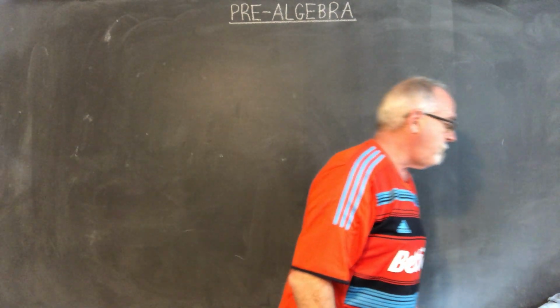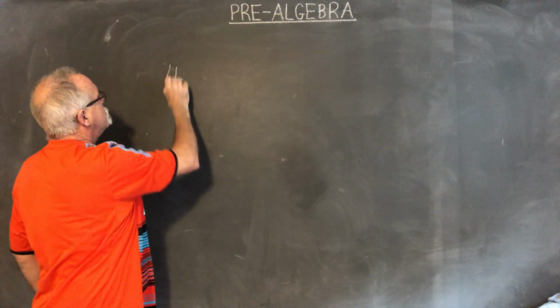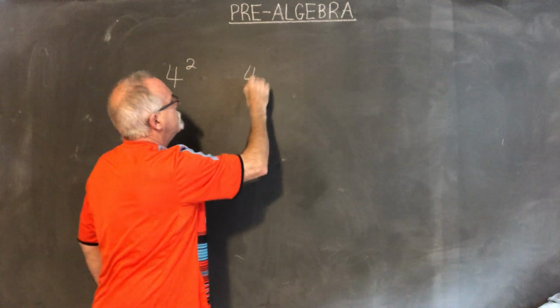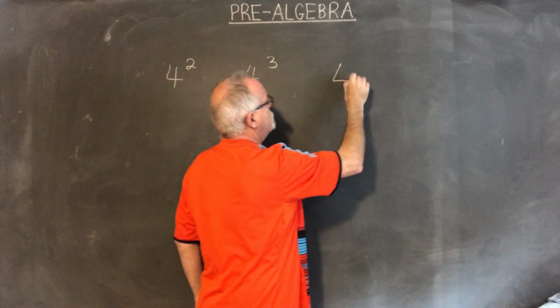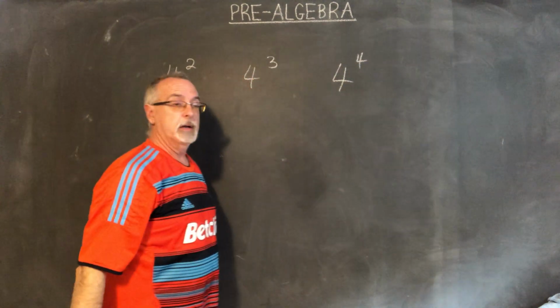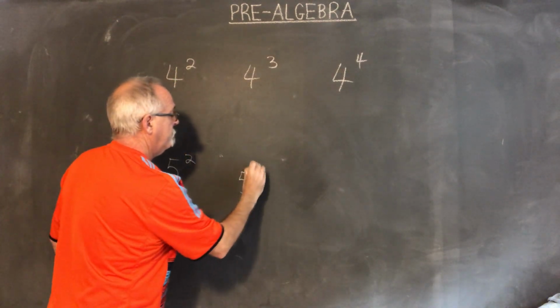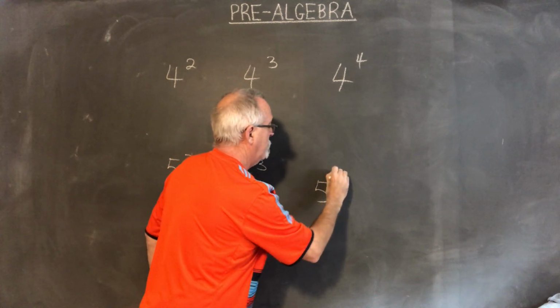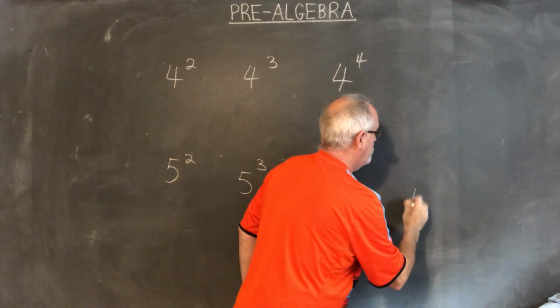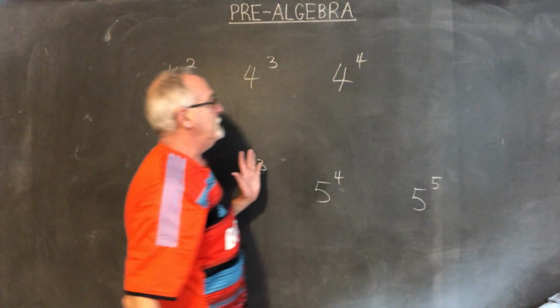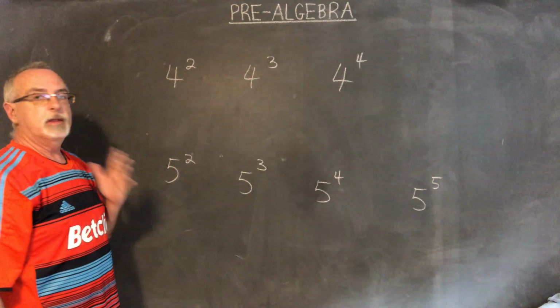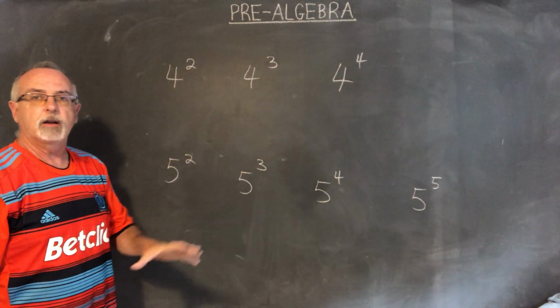How about 4 squared, 4 cubed? Ooh, 4 to the 4. These numbers are getting big. How about 5 squared, 5 cubed, 5 to the power of 4, even 5 to the power of 5. Can I do that? We'll see. Can I do these without having to reach for the calculator every time?